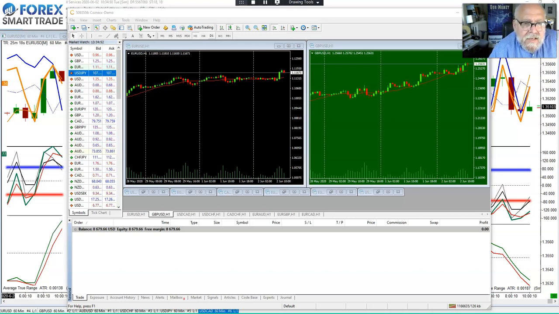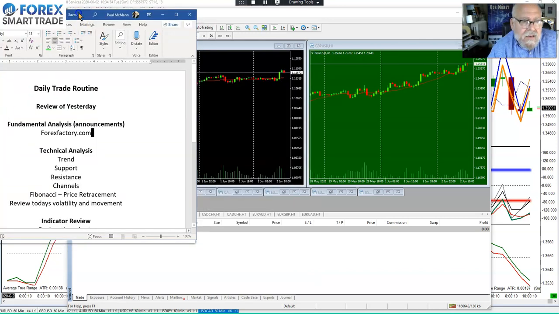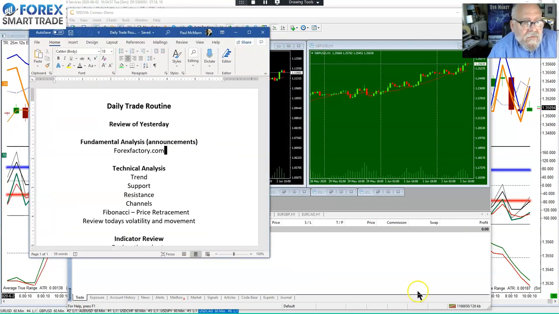What else? Trade routine. I've got an agenda that I follow every day. It is good practice to work with that agenda. Although I don't have it on here, I should probably add it on here.